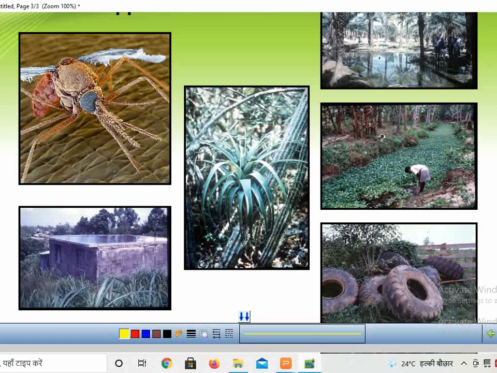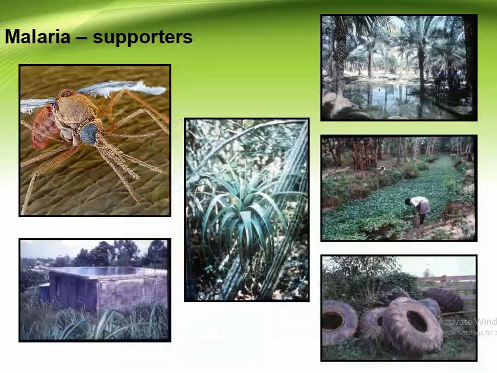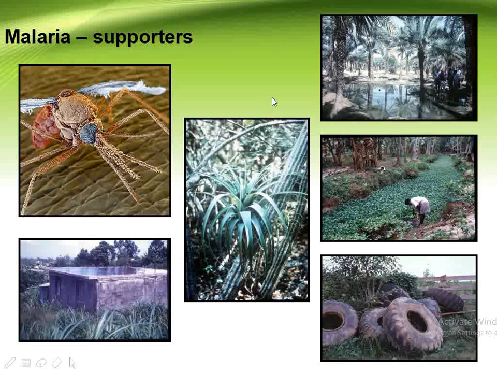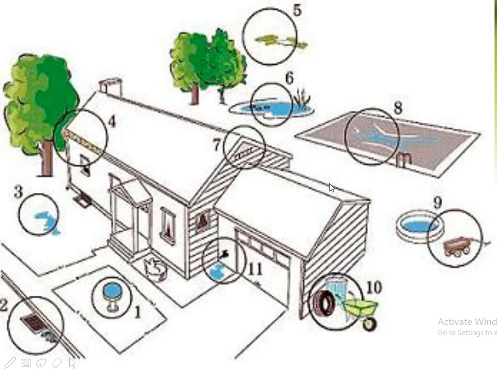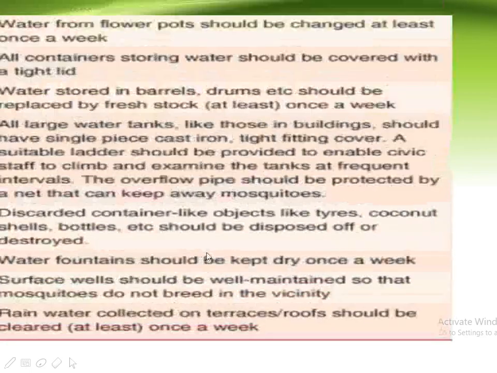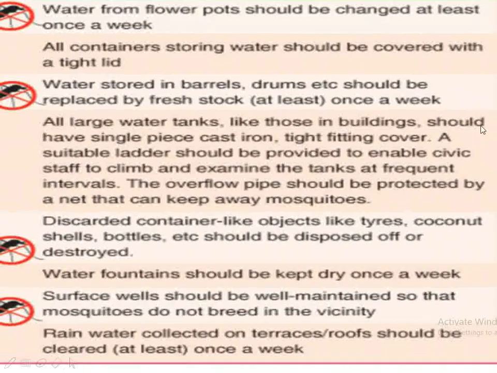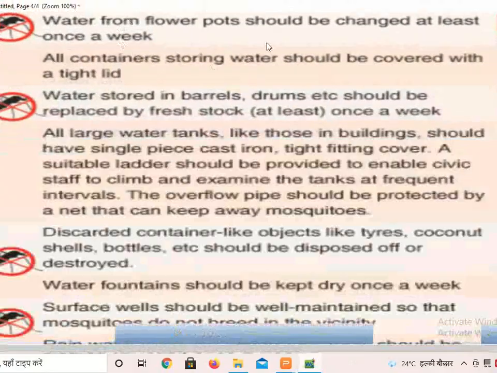So what prevention do we have to do? We must stop and discard all these things. These are also some examples in this picture you are watching. Means somewhere water is gathered, moisture is there, or some discarded material is placed at some places. All these things are helpful for the growth of a mosquito. So what do we have to do? We have to just remove all these things. So we can use this technique.